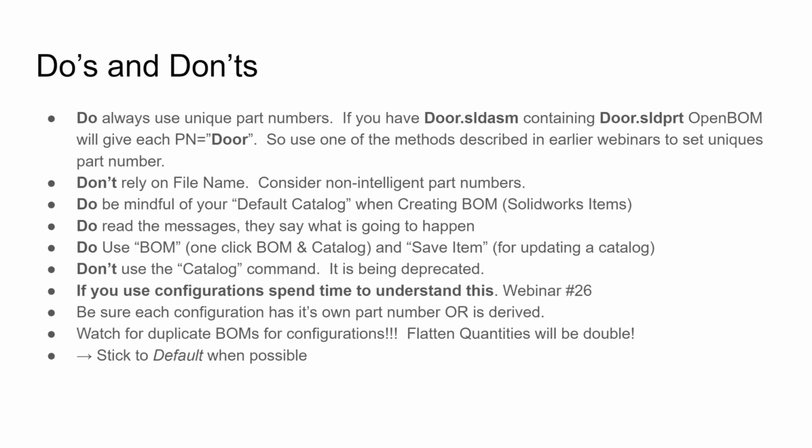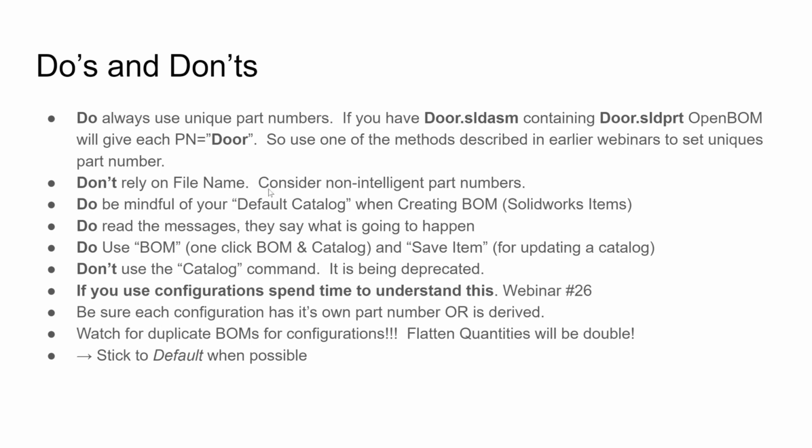I want to hit a couple of do's and don'ts here. I'm not going to read this to you, but there are a couple of top level things I really want you to always think about. For one, I really want you to avoid using door.sldprt and door.sldasm. If you're using the SolidWorks feature that says get part number from file name, you're going to end up with two part numbers called door. I don't like that. We did a webinar last week on configurations. Maybe visit that, and we'll give you some better alternatives.